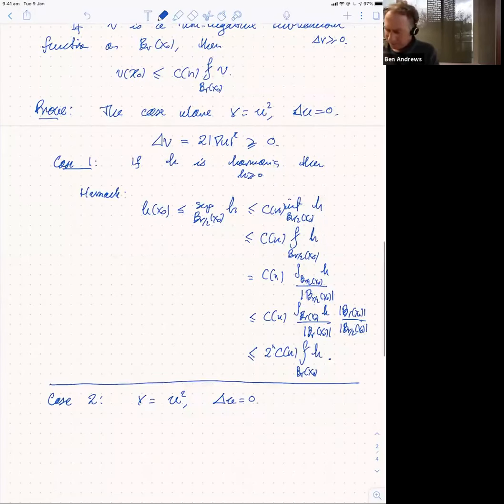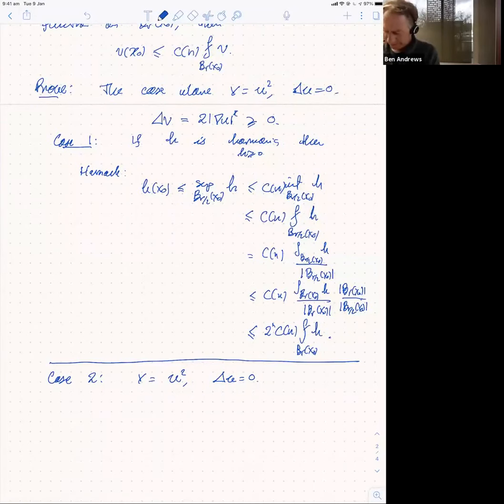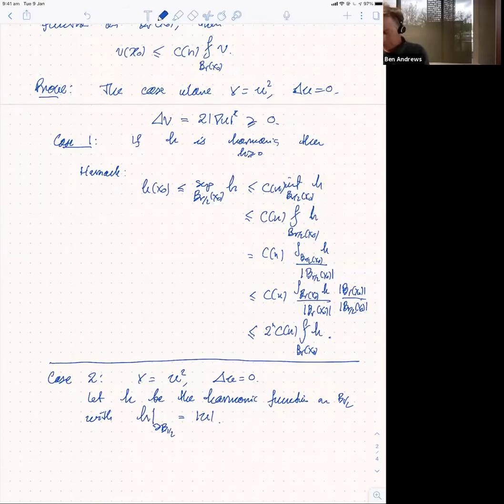Okay, so I'm going to actually use case 1 to some extent. I'm going to let h be the harmonic function. I'm going to cheat a little bit here, okay? I'm going to assume solvability of a Dirichlet problem. So I'm going to let h be the harmonic function on, let's say, the ball of radius 1/2, I think, with boundary value, so h on the boundary of the ball of radius 1/2 should agree with, well, let's say the absolute value of u.